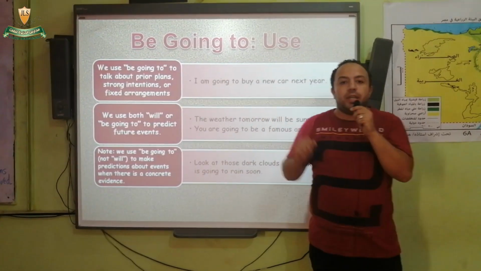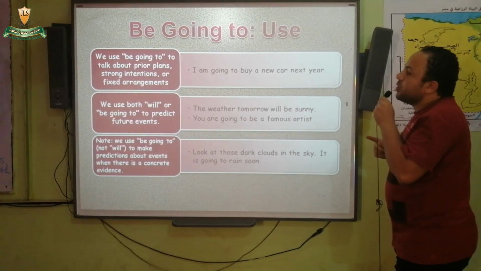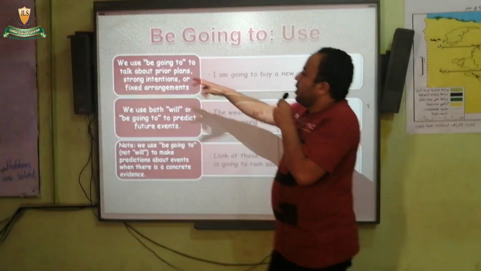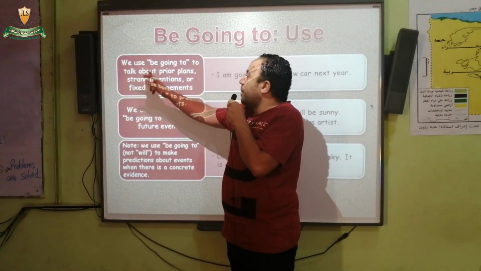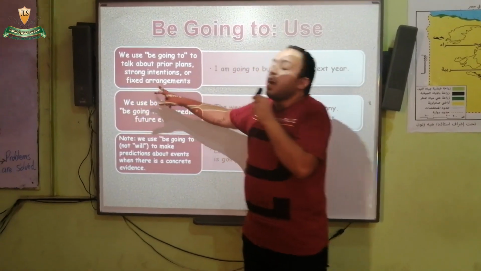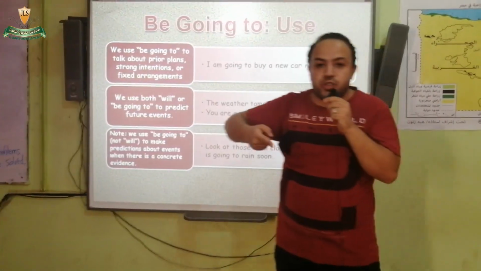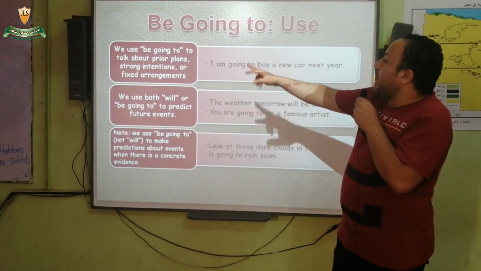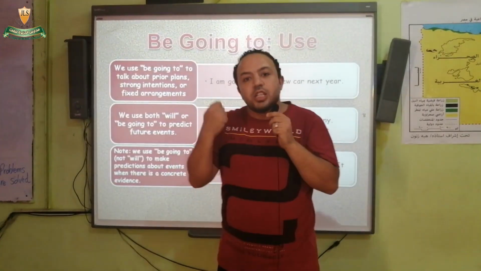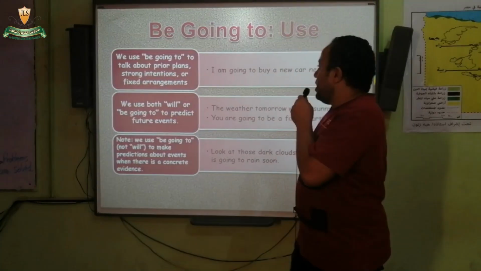Okay, the second form is going to. Remember that we use going to with the infinitive after it. We use be going to to talk about prior plans, strong intentions, or fixed arrangements. Something I plan in the future. For example, I'm going to buy a new car next year, so I have the money.